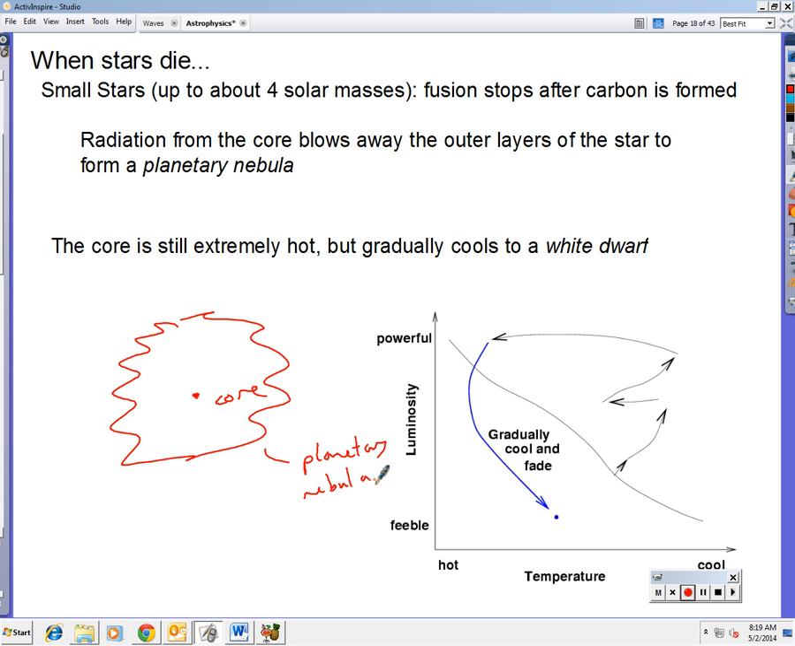If we look at what happens on the Hertzsprung-Russell diagram, a star starts out here on the main sequence. You don't need to worry about this kink, but basically, when it gets here, this is where helium fusion starts. And then the star gradually increases in luminosity. It's now a giant. And then right here, this is where the planetary nebula forms. And then it cools and fades, and you get a white dwarf.